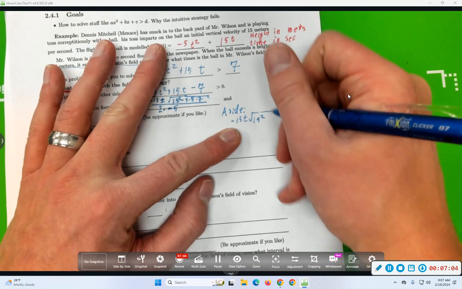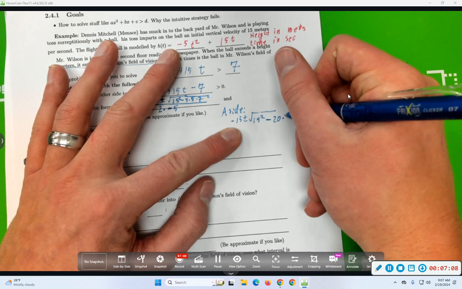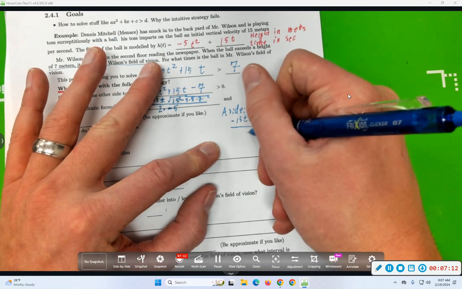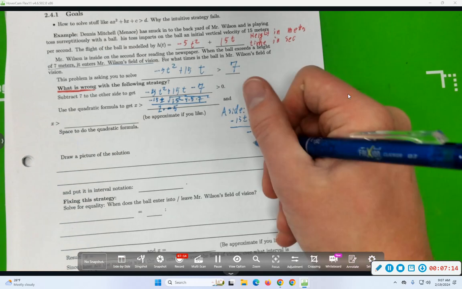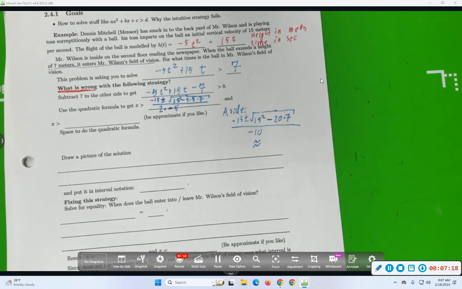15 squared is bigger than I'm comfortable computing by hand. But 4 times 5 I'm okay with saying is 20, all over negative 10. And let's just get approximations for those two things. I guess I just have to... 225. Oh, that's 15 squared? Yeah. Shouldn't my 7 be negative?